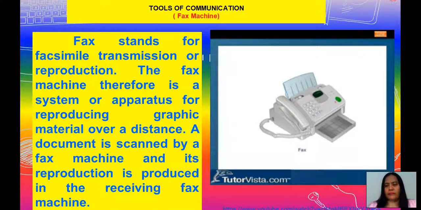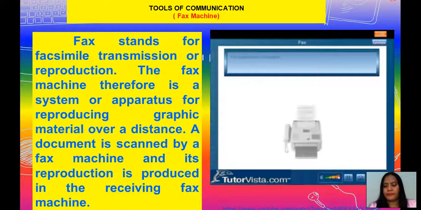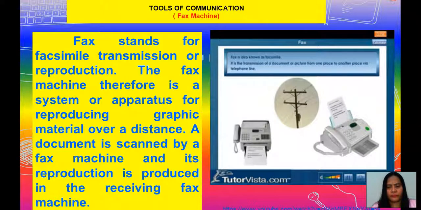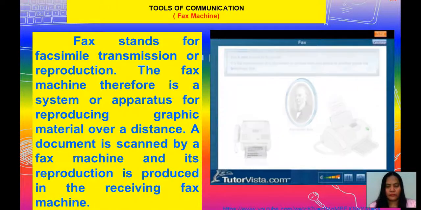Fax. Fax is also known as facsimile. It is the transmission of a document or picture from one place to another place via telephone line. The facsimile or fax machine was first invented in 1842 by a Scottish electrical engineer named Alexander Bain.